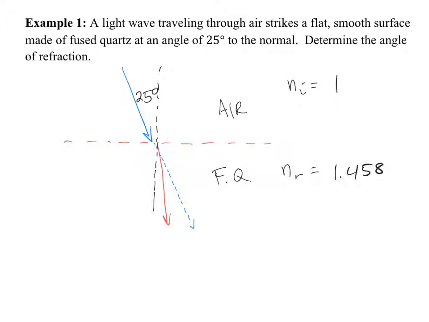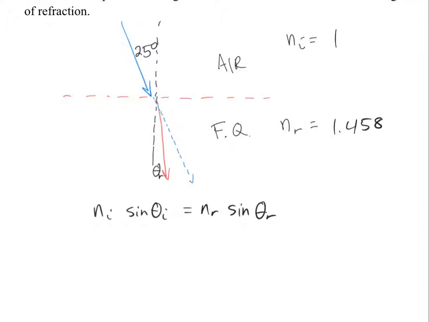So let's go ahead and calculate that angle theta r. That's what we're trying to figure out now. Theta r, that little angle in there that we're showing right here in the diagram. So let's use Snell's law: n_i sine theta i equals n_r sine theta r. It's just plug and chug with these problems. Okay, n_i was 1 for air. Sine of the angle equals n_r, which is 1.458, times the sine of theta r.